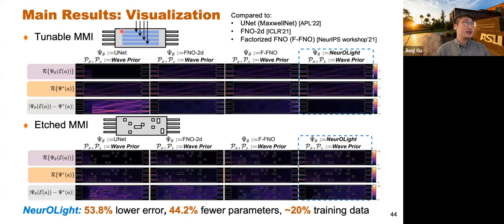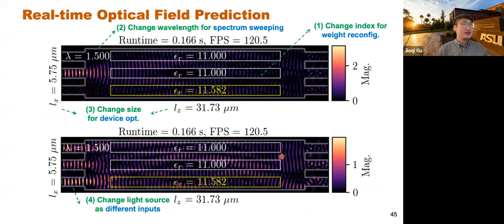And here are some examples. As you can see, we have different devices: a multi-operand MMI and some edge devices for optical mode conversion. The first row is the predicted optical field, the second is the ground truth field, and the third row is the error. Compared with the UNet convolutional neural network, Fourier neural operator, and factorized Fourier neural operator, our NeurOLight is much better in terms of fidelity. We can achieve 50% lower error, 40% fewer parameters, and we only use 20% of the training data thanks to our data augmentation.